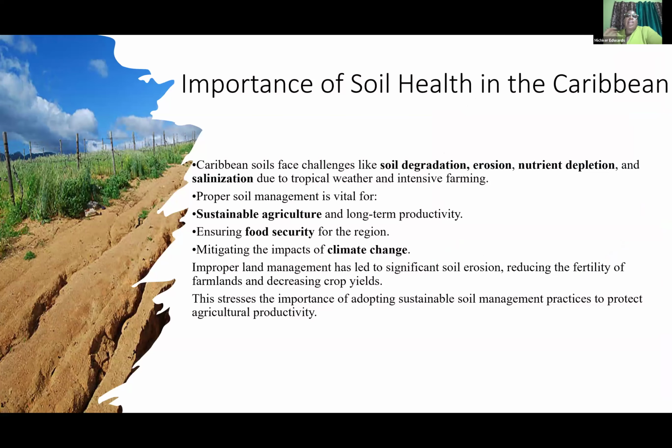So, the importance of soil health in the Caribbean. Caribbean soils face a lot of challenges like soil degradation, erosion, and nutrient depletion. When we talk about nutrient depletion, we must remember that nitrogen is one of the most limiting nutrients in the soil. You can apply nitrogen this morning, not cover it, and leave it exposed, the sun comes out, and it evaporates. It does not go to the plant. It's literally gone. So when we talk about applying fertilizer, we have to take into consideration how we apply it. It's not ideal to do broadcasting because we're going to be broadcasting for weeds and all these sorts of things.